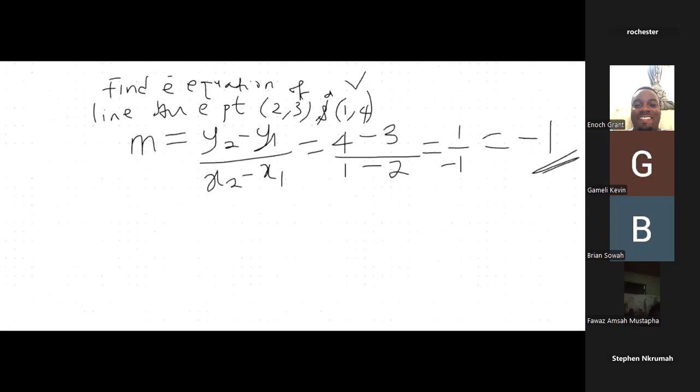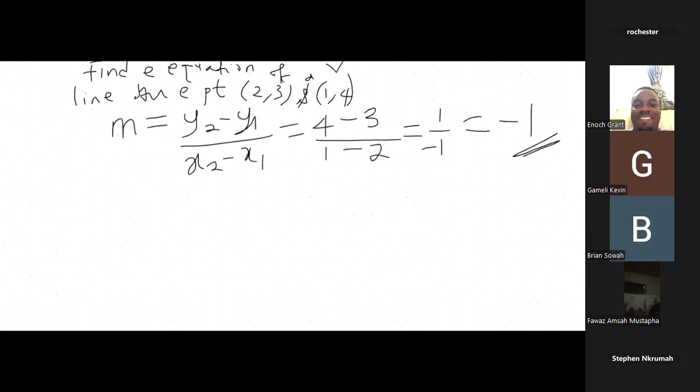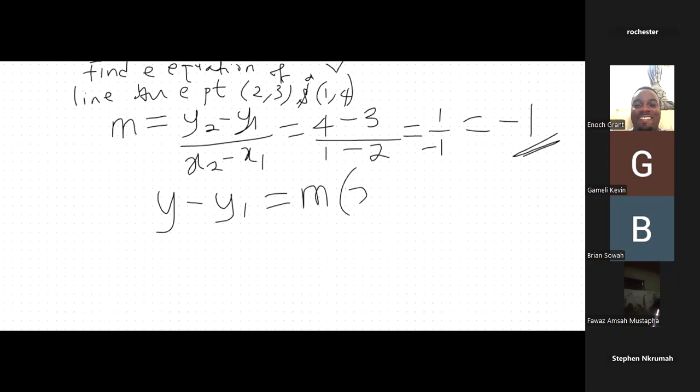So now that we have gotten our gradient, the next step is to recall the formula for finding the equation of a line. The formula, as you all know, is y minus y1 equals m into bracket x minus x1. Good. Now let's substitute in the values and see what we will get.